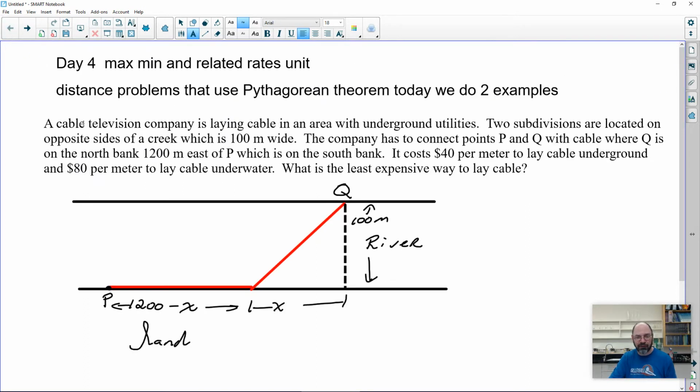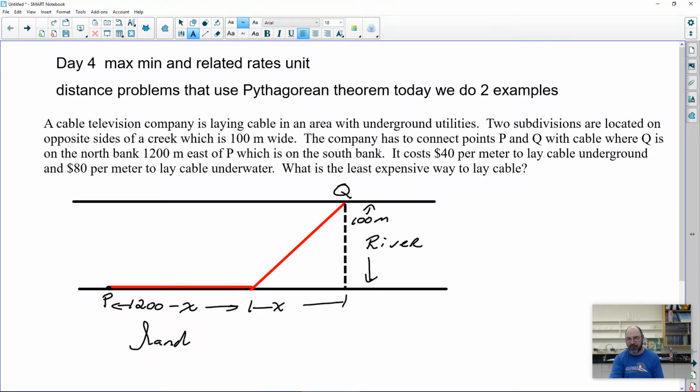Okay, so let's start off with this first one here. I'll give you a minute to get it down. And we're going to basically work it out step by step here. Okay, so let's read it first. A cable company, television company, is laying cable in an area with underground utilities. 2 subdivisions are located on opposite sides of a creek that's 100 meters wide. I said river here, but it's 100 meters wide, so this is my river here. And here it's 100 meters wide.